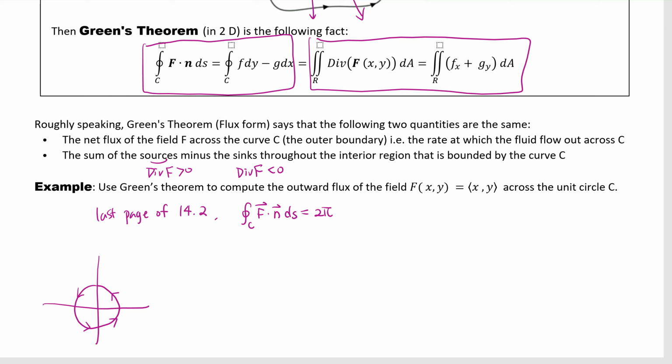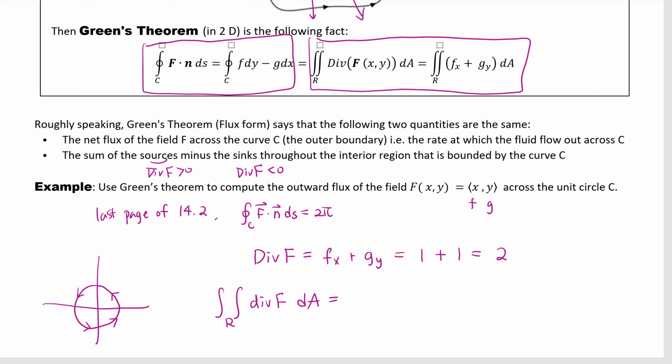Today, let's use Green's theorem to calculate that, and let's see whether they have the same answer. It should be the same answer, right? So here, what is the divergence? Well, this is f, this is g, right? Divergence is fx plus gy. f is just x, and the derivative of x with respect to x is 1. The derivative of y with respect to y is also 1. So the divergence is 2.